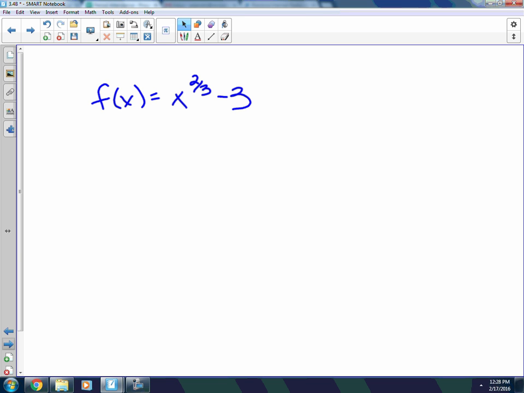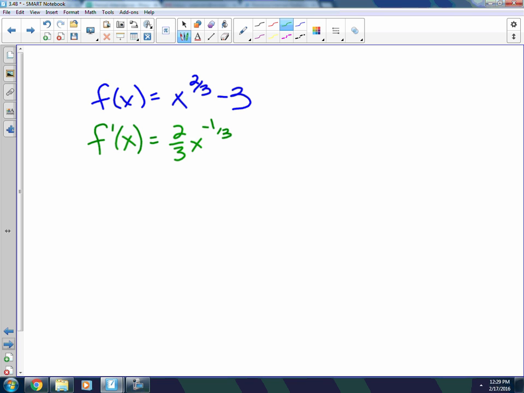Okay, so first step is to find your critical numbers. To do that, we derive this and set it equal to 0. To derive x to the 2/3, bring your 2/3 down to the front, subtract 1 from the power. What is the derivative of -3? 0. So I don't need that. Now I'm going to fix that negative exponent, and there's my first derivative, simplified.